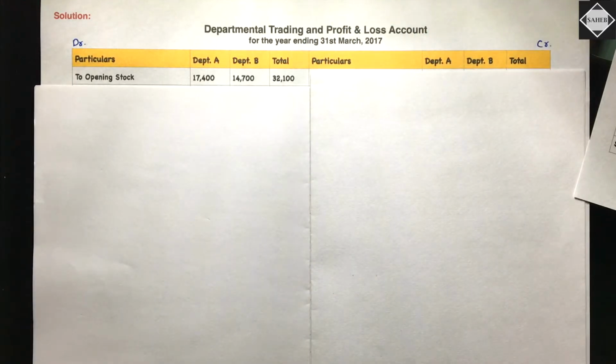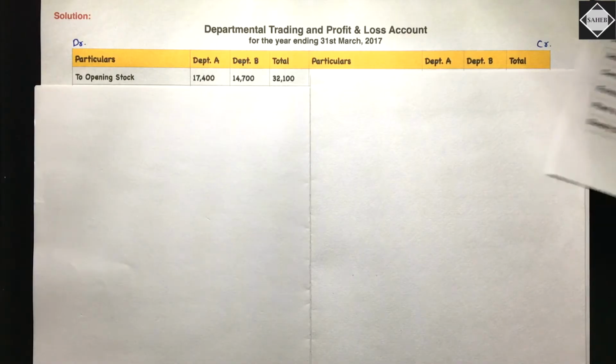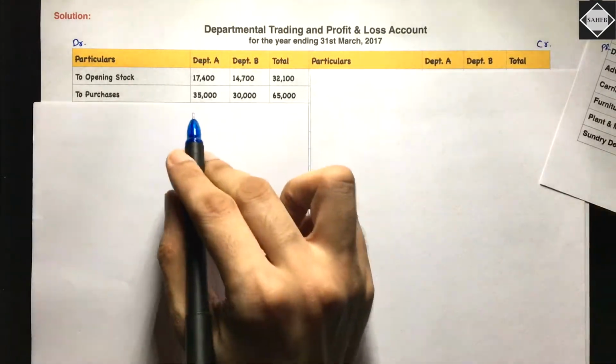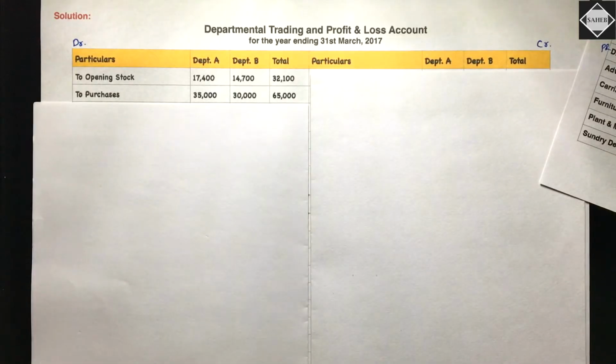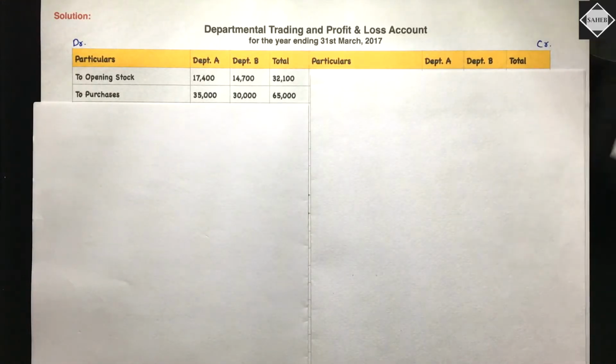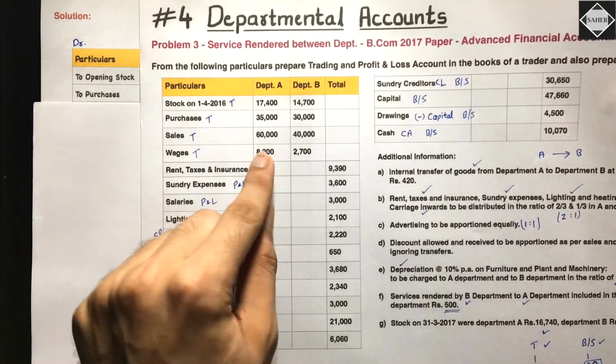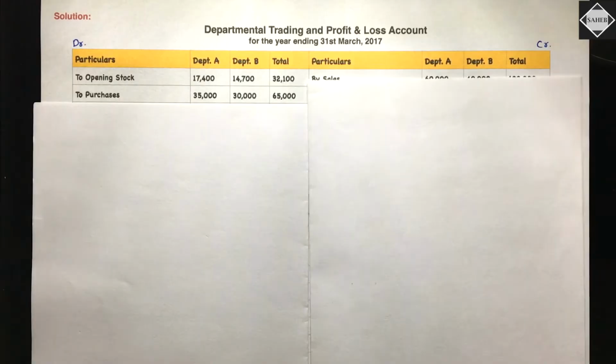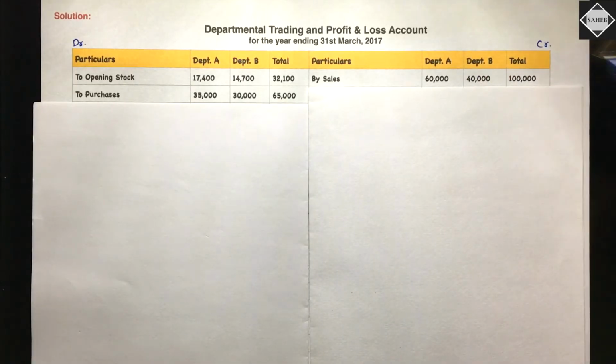Just make sum of A and B. Clear? Easy. Next, after opening stock, we have purchases 35 and 30. Just take that 35,000, 30,000. That's equal to 65,000. Easy? Very easy. Next, sales 60,000, 40,000. Sales is direct income which will come on credit side of trading account. By sales 60,000, 40,000. That's 1 lakh. Easy? Okay.